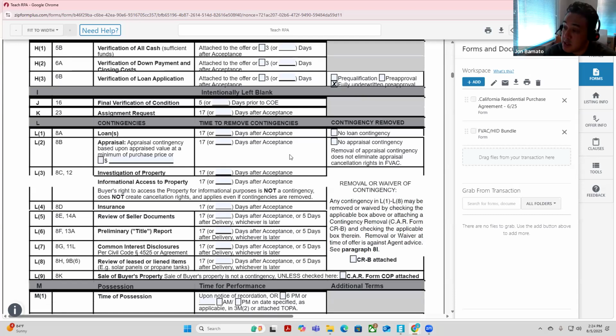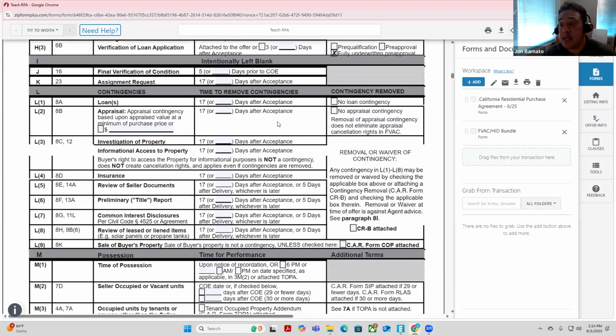Ooh, we're touching a lot here. It's going to speed up a little bit. Final verification of condition. 5 days prior to close of escrow, the seller must reasonably provide access to your buyer and you to do a final walkthrough. As a layman's term in real estate, it's called a final walkthrough, but it's really a final verification of condition. Typically it's 5 days before close of escrow.